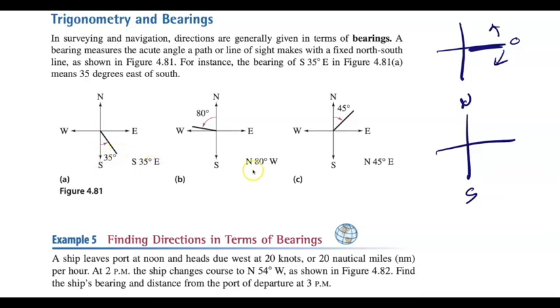There's your angle. This one says north 80 west. So you start north, and from the north, you're going to go 80 west. That's where that comes from. The last one here, north 45 degrees east. You start north, and you go 45 degrees east. That's how bearing works. Bearing starts at the north or the south, and then from there you go east or west.